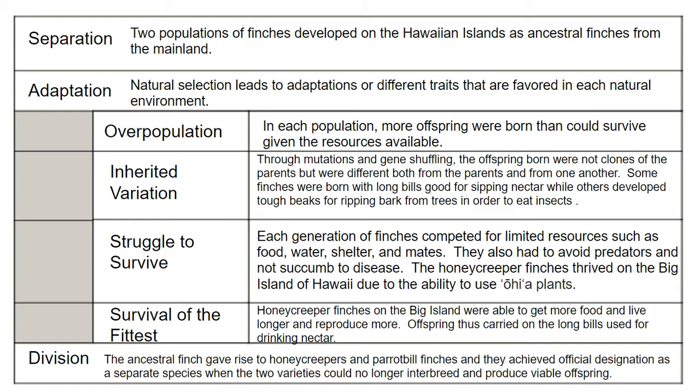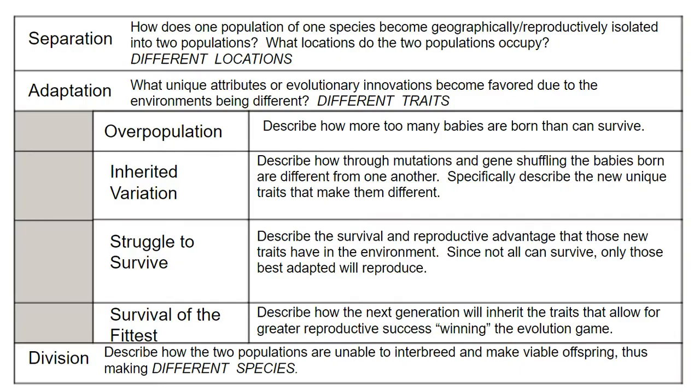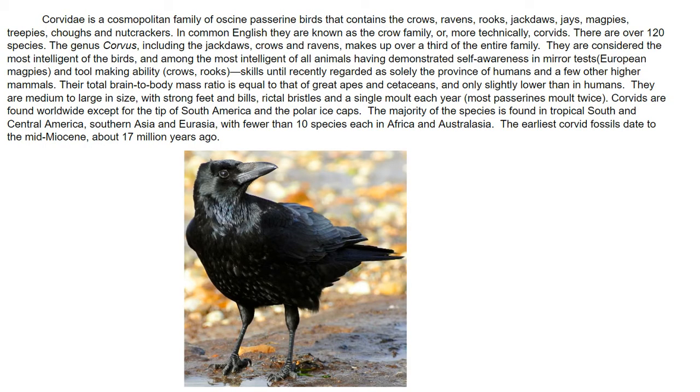Again, that's another general statement just to make sure you understand what it means when there's a division of species. Again, breaking it down, separation, adaptation into the 4 stages of natural selection, and then we have a division. Again, this is how we filled out that chart. Another example.